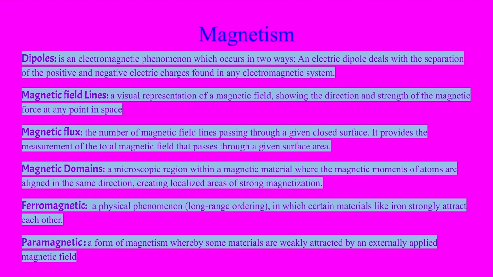First, we're going to talk about magnetism. Dipoles are an electromagnetic phenomenon which occurs in two ways. An electric dipole deals with separation of the positive and negative electric charges found in any electromagnetic system.